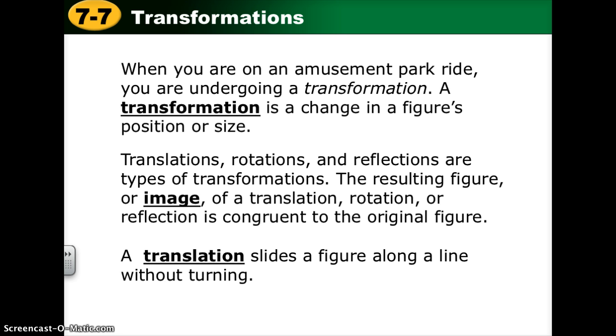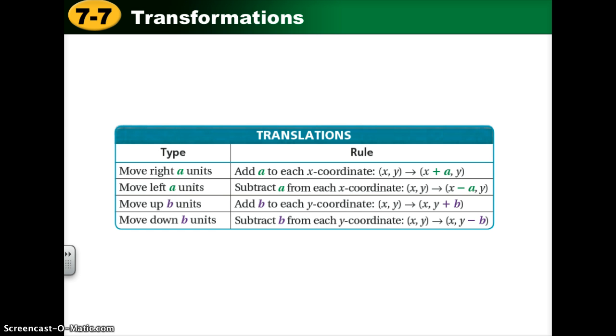Let's talk about a few of those different terms. Congruent, remember, is equivalent to. It just means that same exact shape might be facing a different direction or moved to a different location. So with these transformations, we're transforming the position they're in. For translations, it's just a shift left and right, up and down. To move right A units or left A units, we would add or subtract from the X coordinate. To move up B units and down B units, we would add or subtract to the Y coordinate.